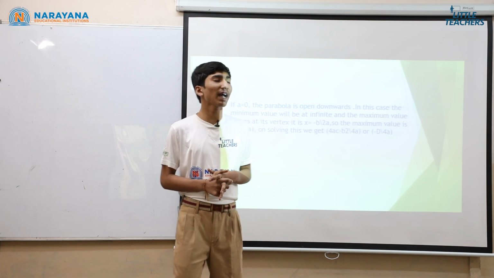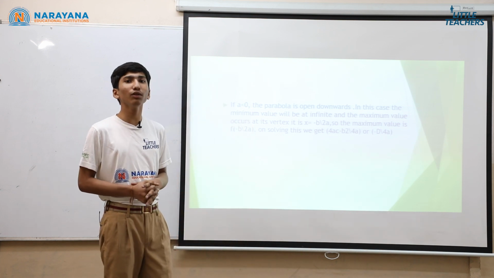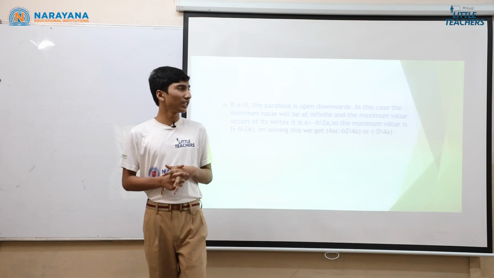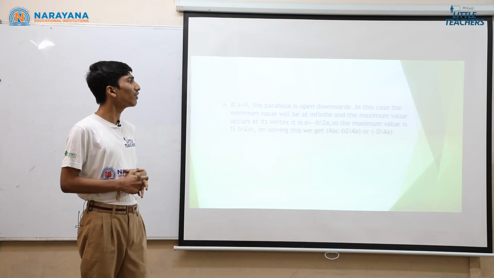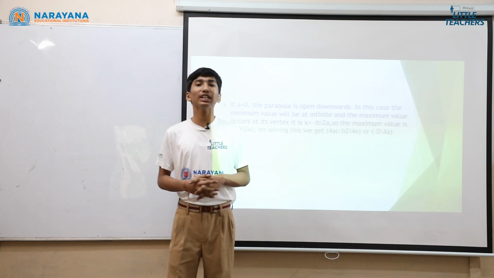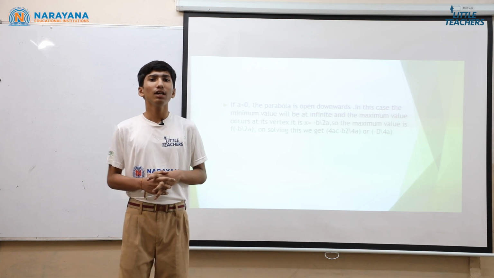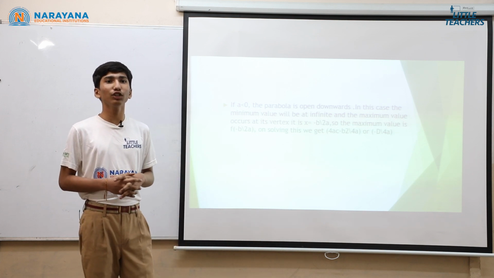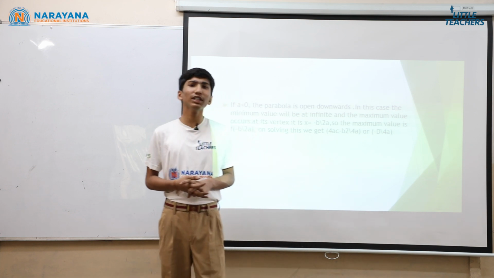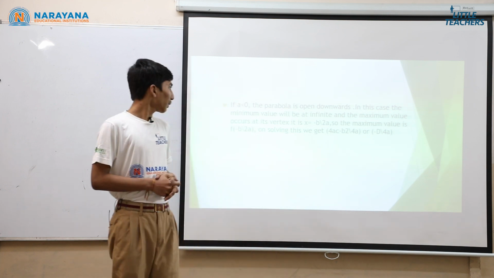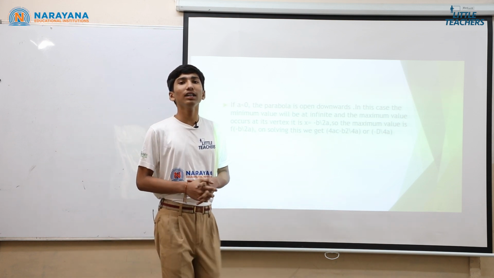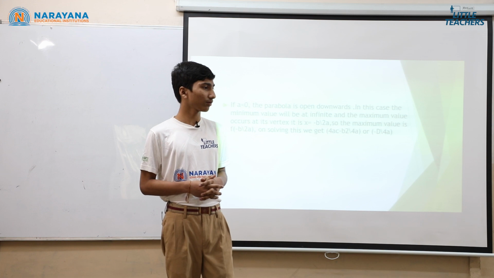Now, talking about the maximum, as we know, if a is less than 0, then the parabola opens downwards, which means in this case the minimum value would be infinite and the maximum value would occur at the vertex point, that is minus b by 2a, and the maximum value would be f of minus b by 2a. When we solve, for this equation also, we would get 4ac minus b square by 4a, or minus delta by 4a.